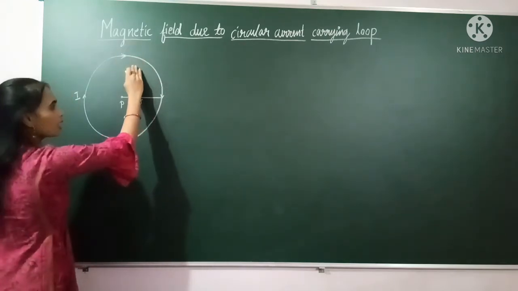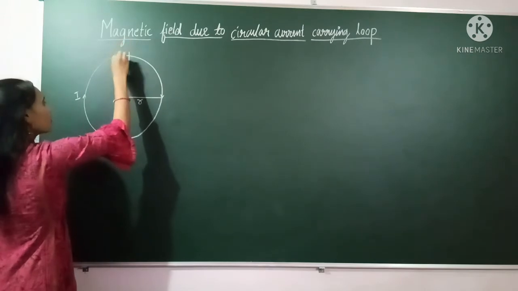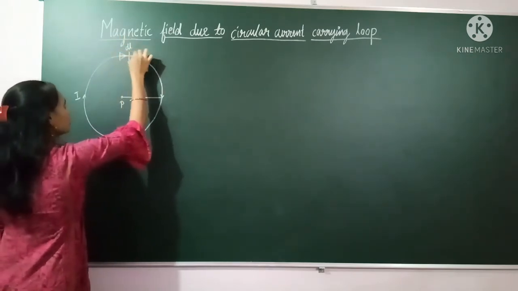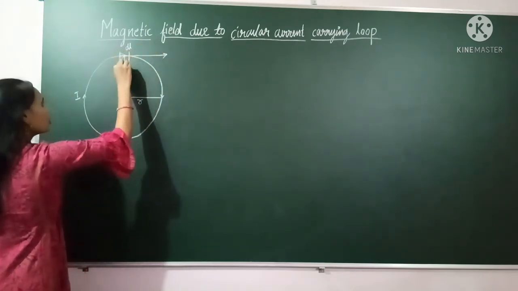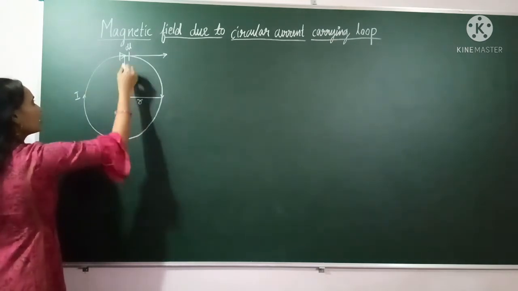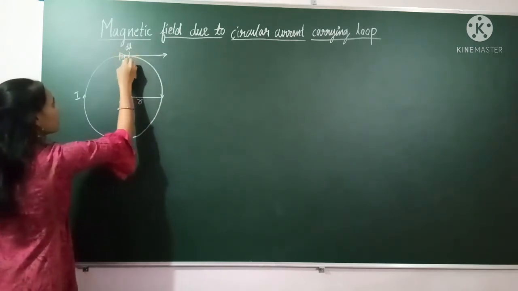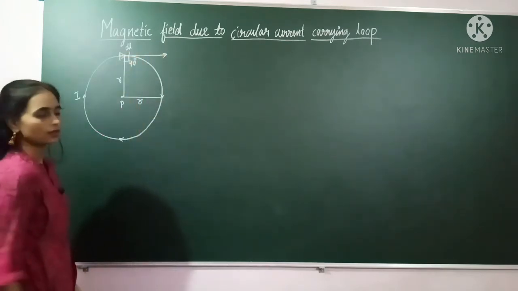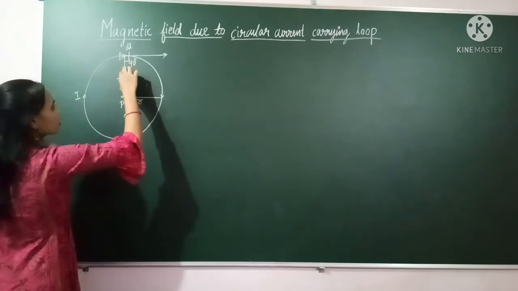For that, we have to cut a small part of this wire and we will call it the current element dl. In this current element, this is the direction of the current, and if we join from this current element to point P, this distance we will call R. Next, the angle between the current element and the distance vector r is 90 degrees, because this is tangent to this circle.